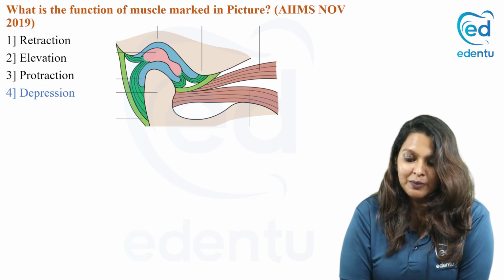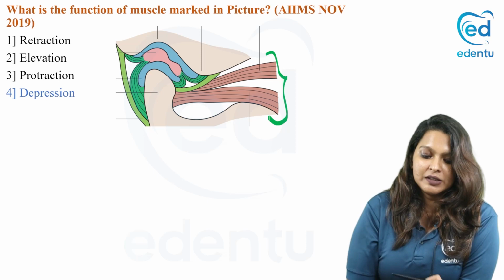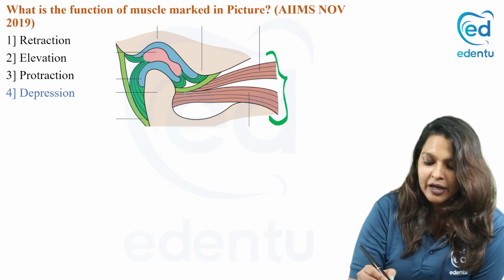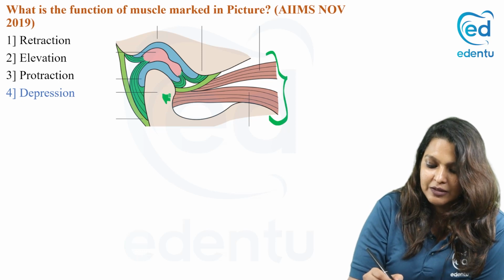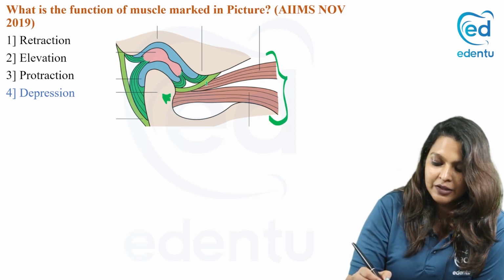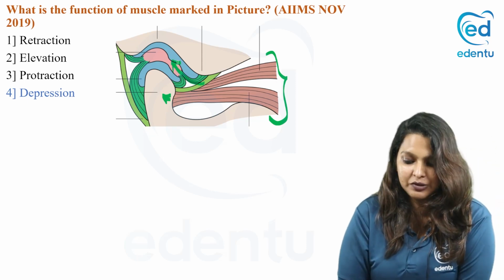What is the function of the muscle marked in this picture? This is the only muscle in the picture. What is its function? This muscle is the lateral pterygoid. How did we identify it? Because it inserts into the neck of the mandible as well as into the capsule and articular disc of the temporomandibular joint.